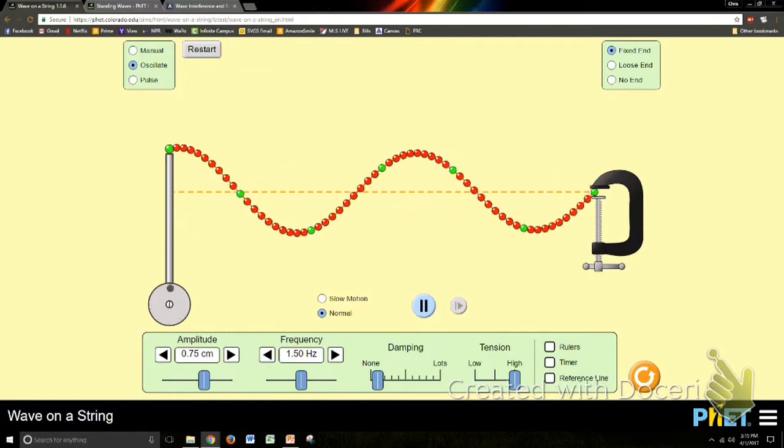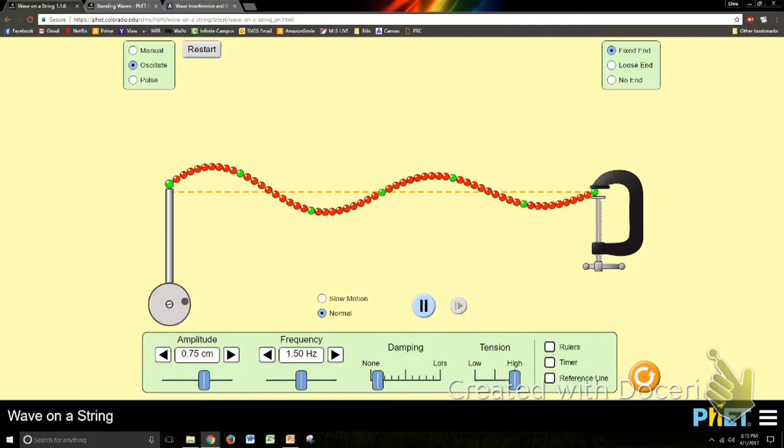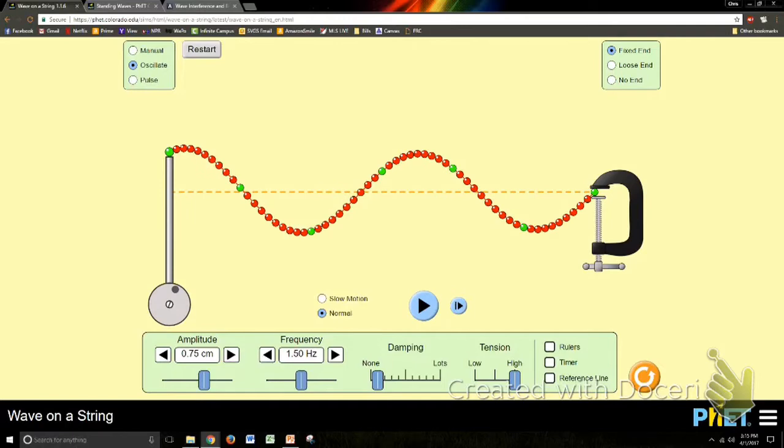It looks like there's not a single pulse that you can actually discern heading from the oscillator over to the clamp. So if I pause it at the right time, then I should be able to pick out what are called nodes and antinodes. A node is a place where there is no movement of the particles, meaning there's always destructive interference there at all times. We're always getting a crest meeting a trough. That's where I get a node.